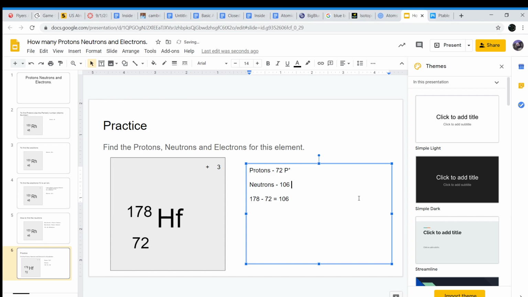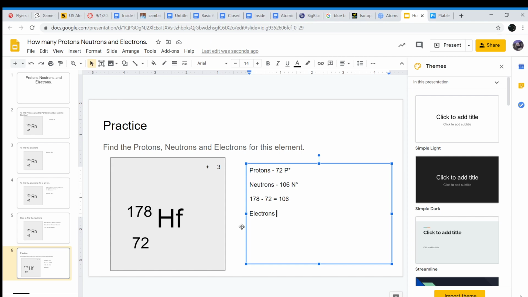We'll put 106 N, and then we'll put a 0, because the protons have no charge, or the neutrons have no charge, sorry. And the last one is going to be electrons. And the electrons, we're going to go ahead and take a look.